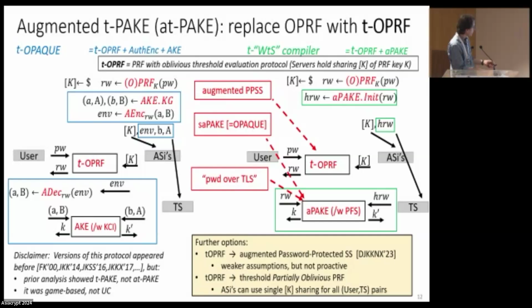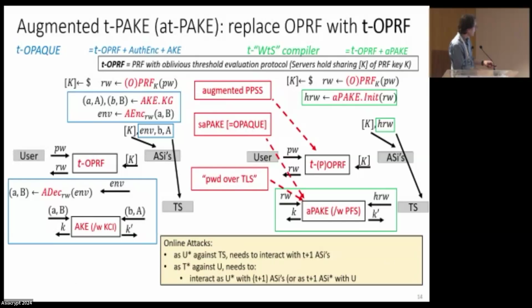Okay, so this threshold PRF allows the servers to have a single sharing of the key K and service multiple user accounts with it. Maybe I should skip this. Because of the very black box nature of this, this OPRF we model as a UC kind of beast. These are standard protocols, so the security just follows from the black box nature of these compositions.